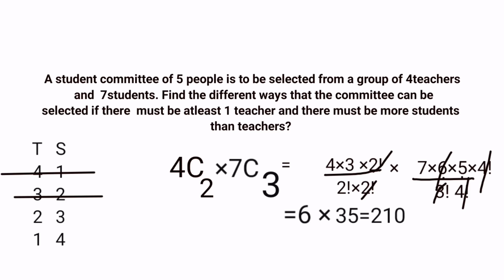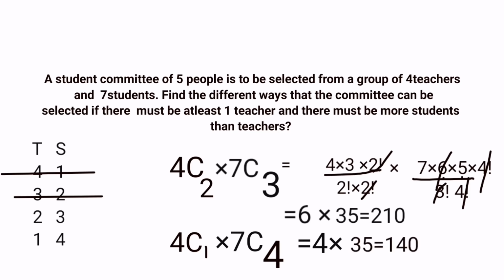Similarly, we can find the number of ways for the second case, that is 1 teacher and 4 students. Selecting 1 teacher from 4 teachers is 4C1 into selection of 4 students from 7 students is 7C4. We know that 4C1 is 4 itself because NC1 is N. So 4C1 will be 4 into 7C4, which is 7 factorial divided by 4 factorial into 3 factorial. We have already found out the value of 7 factorial by 3 factorial into 4 factorial. That is 35. So 4 into 35 is 140.